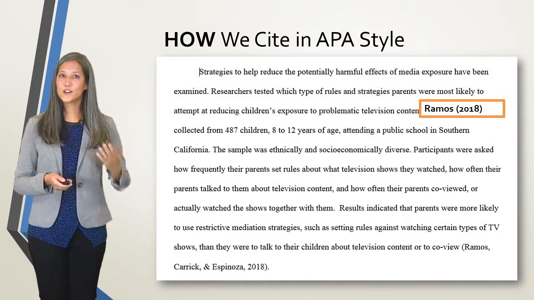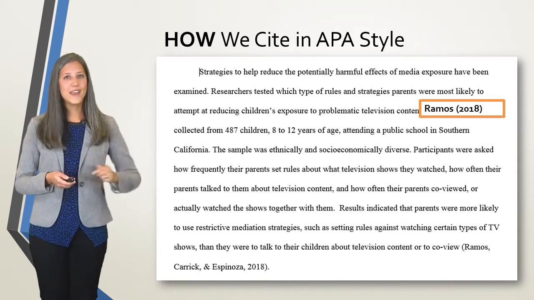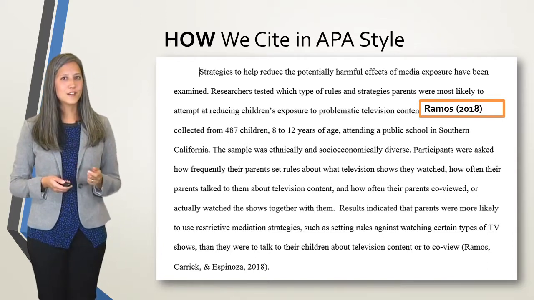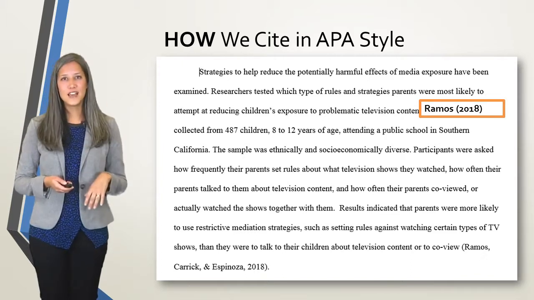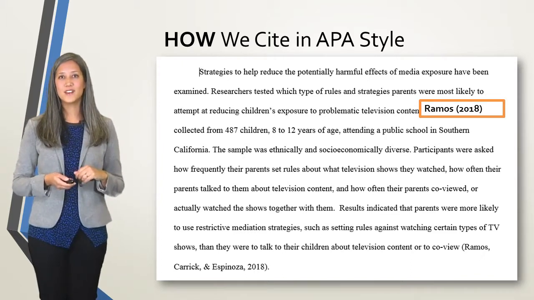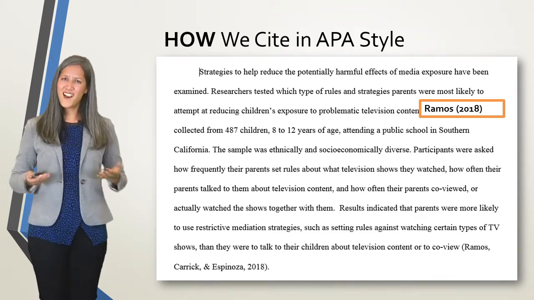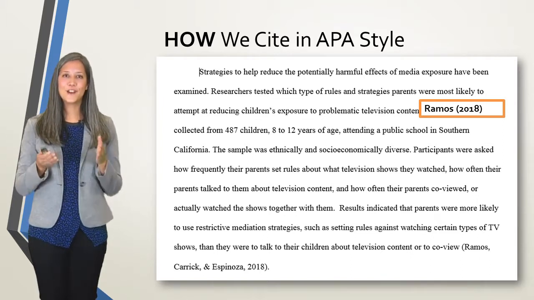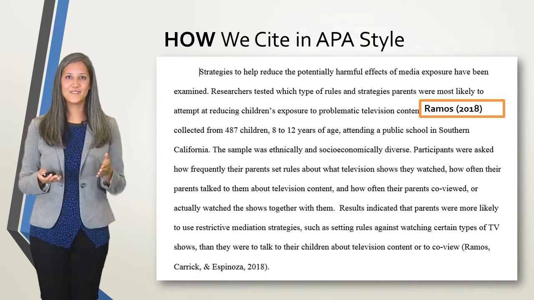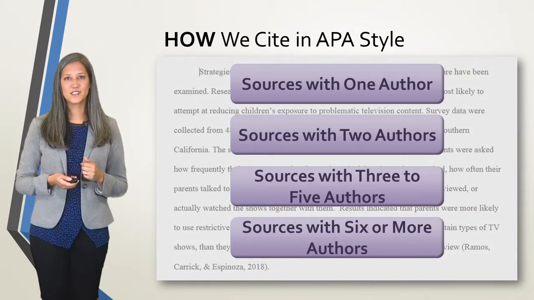For example, this article was written by Ramos, Carrick, and Espinoza. We can't only give credit to the first author, which is what we'd imply if we dropped all the other authors' names and started referring to the study as Ramos 2018. Carrick and Espinoza would be like, "What? Where's my name? I did work on this study." So we need to give credit to all the authors on the study. Click on the button below to see the different citation styles.